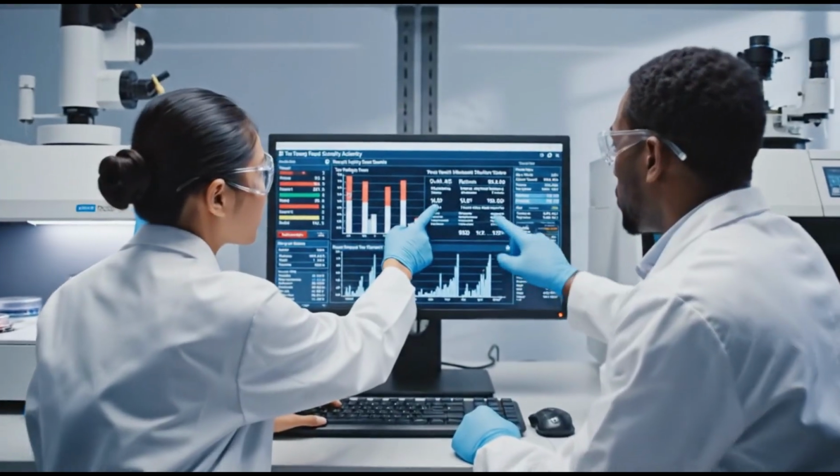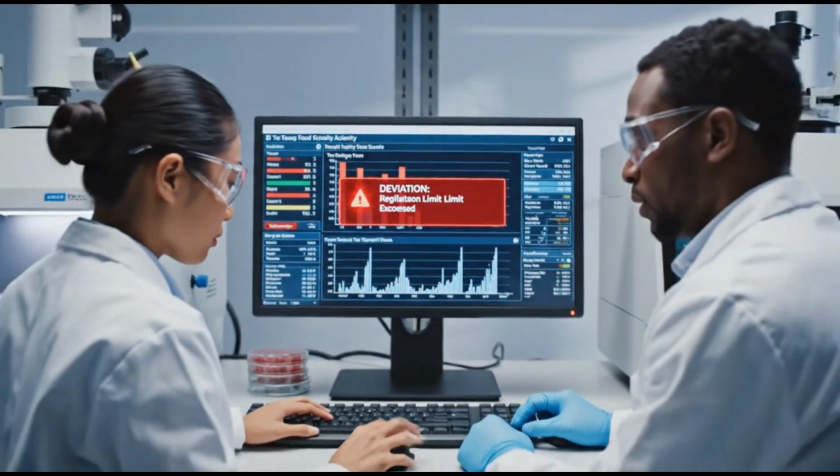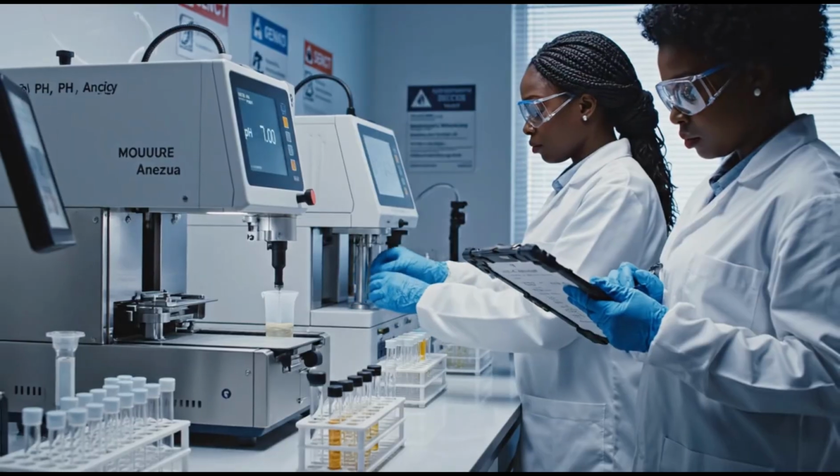The current batch is showing levels consistent with the standard. Wait, look at this. The system just flagged lot 4B. Deviation confirmed. Initiate quarantine protocol immediately.